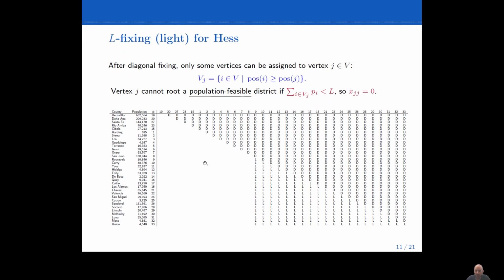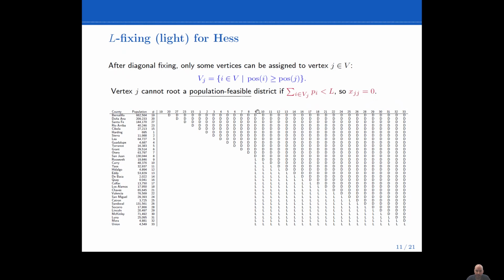The next idea is to exploit the population lower bound. For example, after we've fixed our ordering and after we've done the diagonal fixing, if you look at this last vertex in the ordering, that's Union County in New Mexico, population less than 5,000. That is actually the only vertex that can be assigned to the district rooted at Union County because of the diagonal fixing. But you can't build a congressional district with 5,000 people. So it can't be the center of a district. We can fix its associated center variable xjj to 0.